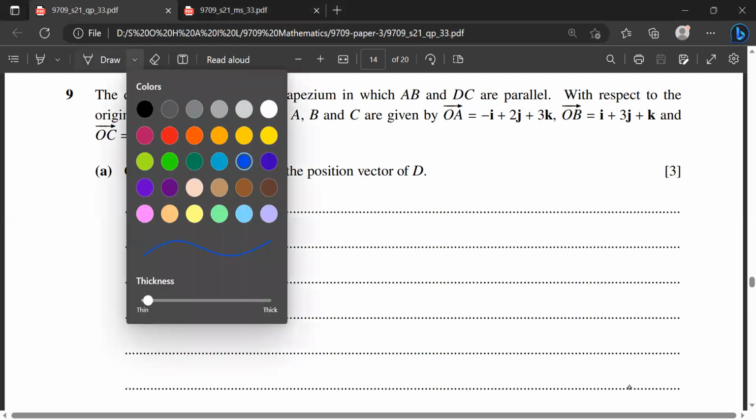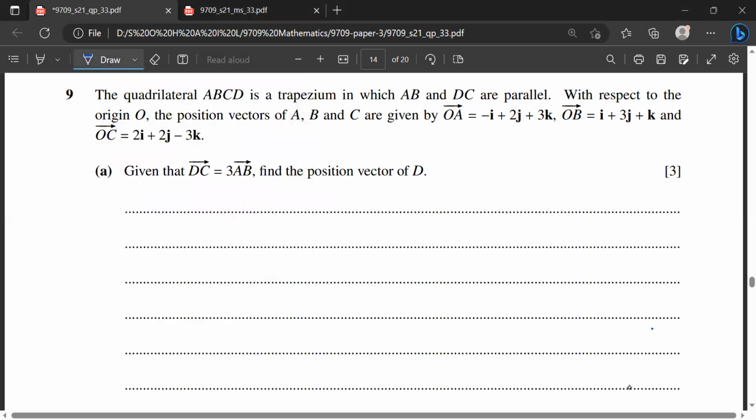So here you can draw a figure, and this figure is not to scale, just for understanding. DC is equal to 3AB. Okay, this is AB, and the other is DC, which is 3 times that. So you can draw just a rough sketch. We have DC here. The position vectors of A, B, and C are given.